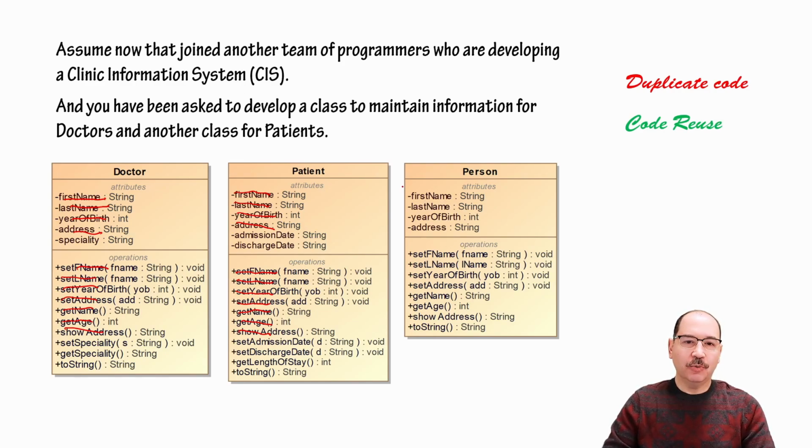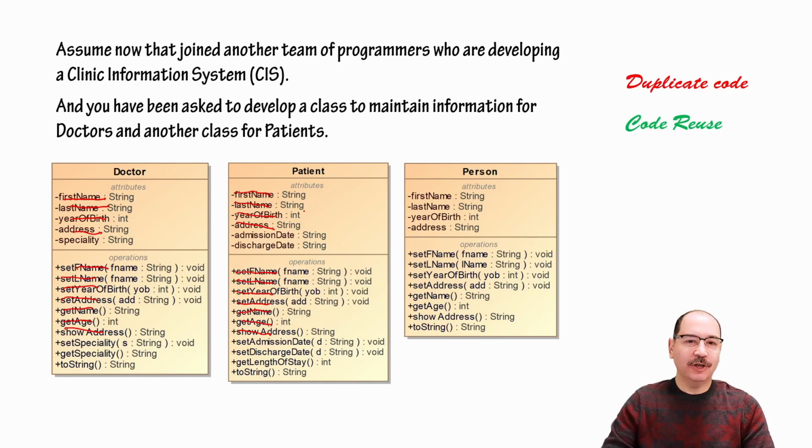So as you can see here, we have in the person class some characteristics like first name, last name, year of birth, and address. And the patient class has the same characteristics of the person, in addition to some specific information like admission date and discharge date. A doctor also shares the same characteristics of a person, in addition to a specific field for specialty, and also shares the general operations of the person, in addition to some specific operations, set specialty and get specialty.